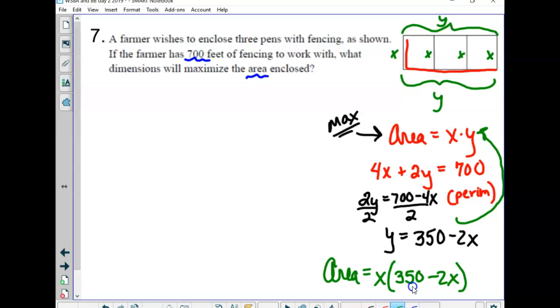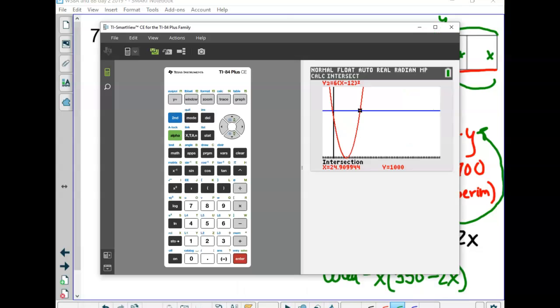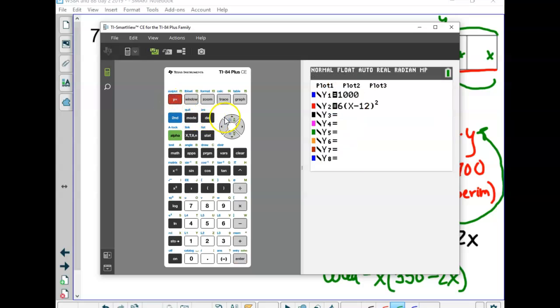A minus 2x squared indicates that it's a parabola that opens down. So will it have a maximum value? Okay, that's what we're trying to do, is find the maximum. So we could distribute it and use algebra. We could use our negative b over 2a. But we're going to play around with the calculator. I'm going to clear all this stuff out, and I'm going to put in that equation. x times 350 minus 2x.